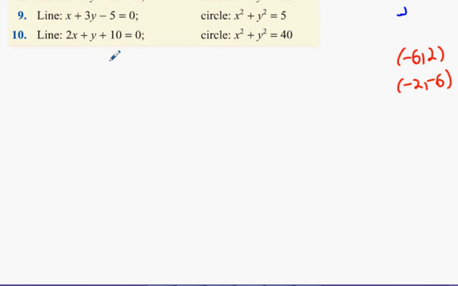Now you have a choice. You can get y on its own or x on its own. Which one's easier? Why is it easier? If there's a number in front of it, you're going to end up with a fraction because you have to divide both sides by 2. Always choose the one that has the number 1 or minus 1 in front of it. Is that right? So move the 2x and the 10 over to your side, and what happens? y equals minus 2x minus 10.